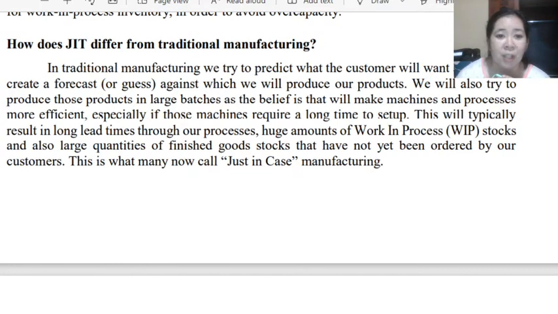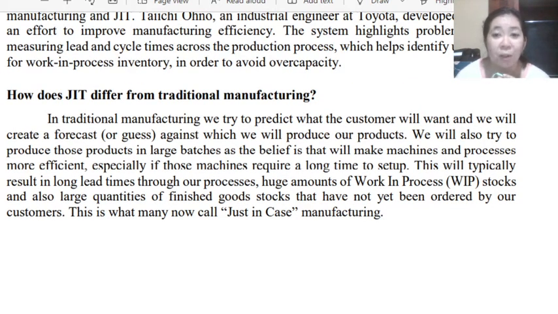So how does JIT differ from traditional manufacturing? Here, in traditional manufacturing, we try to predict what the customer will want, and we will create a forecast based on that, or a guess. Of course, that should be supported with reliable data, against which we will produce our products. That's under the traditional manufacturing system.